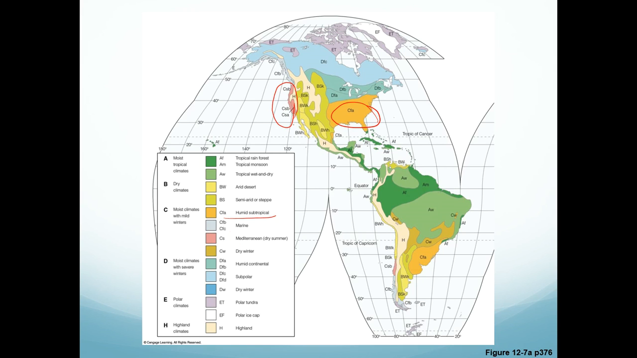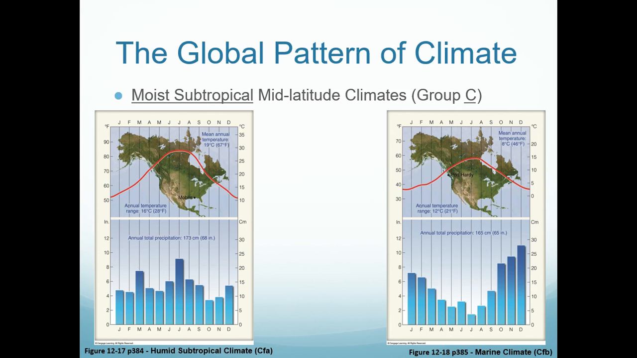You get some CF in there too. Here we go. We've got some CFs up there. The CFs would be marine, CS would be Mediterranean. That's often what we would see in California. For example, right here, we have on the left, we're looking at Mobile, Alabama, looking at a humid subtropical climate. And on the right, we have Port Hardy in Washington State.